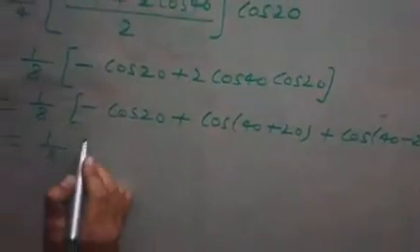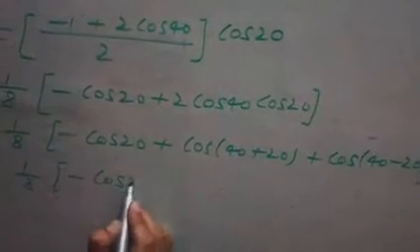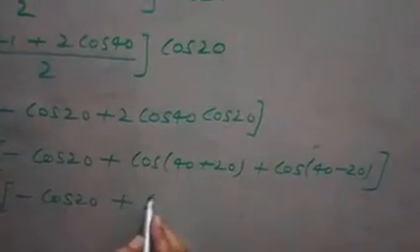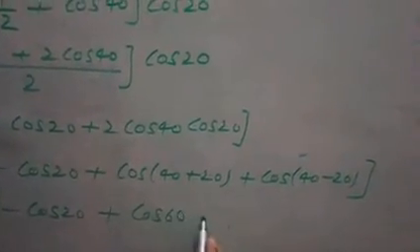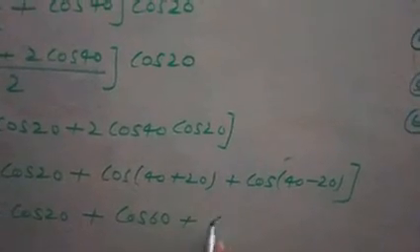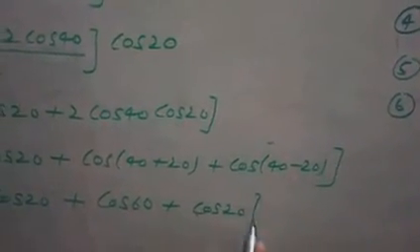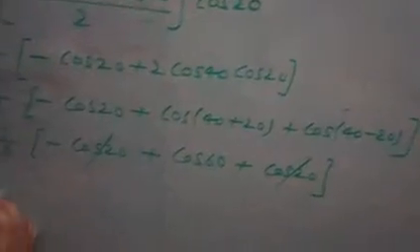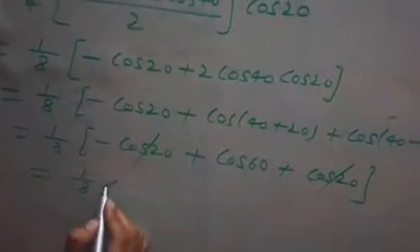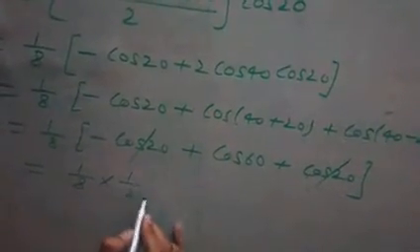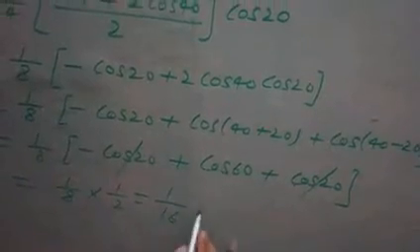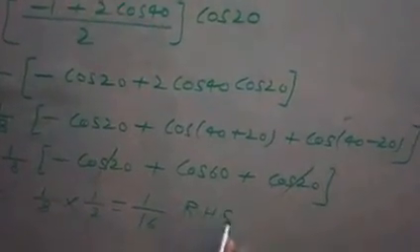1 by 8, minus cos 20, the value here is cos 60 and the value of cos 60 is 1 by 2, here is cos 20, here plus and minus cancel out. 1 by 8, the value of cos 60 is 1 by 2, that is 1 by 16. This is our right hand side. Have a look.